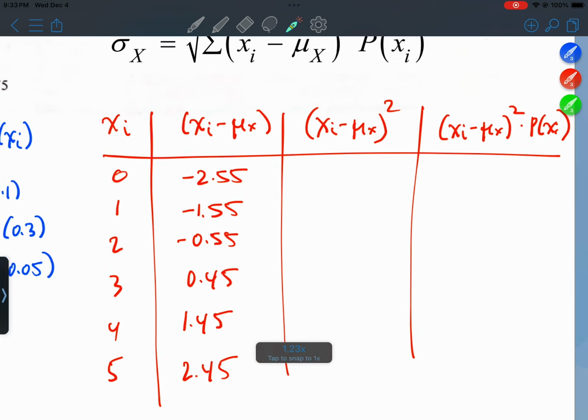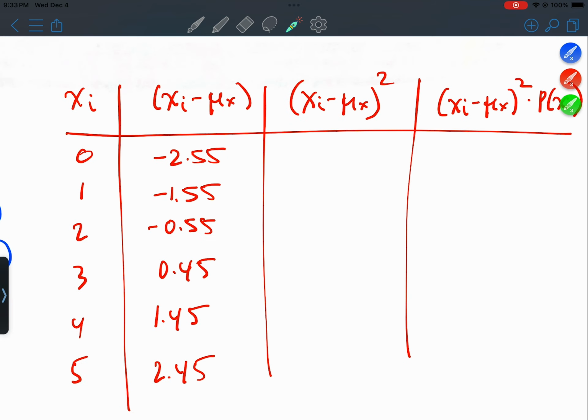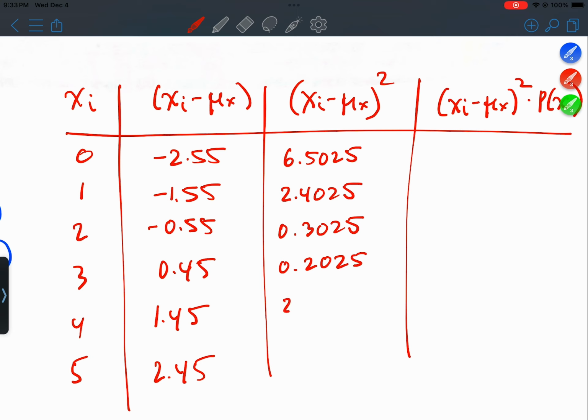All right. So negative 2.55 squared is 6.5025, and then here are all the other values. 2.4025, 0.3025, 0.2025, 2.1025, and 6.0025. Whew.